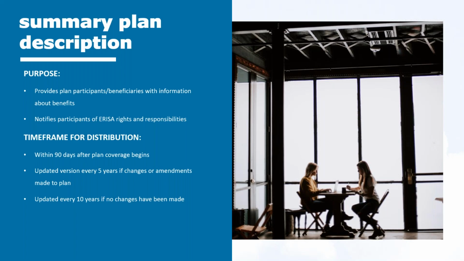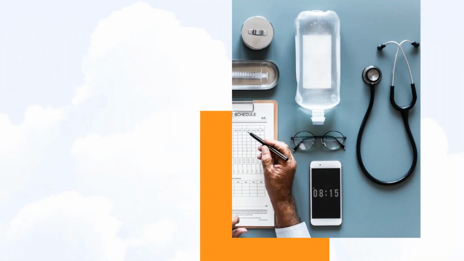So the summary plan description is very important. It is the first document that the auditors ask for, and I want you, after the webinar is over, to make sure you go back and see if you can pull your summary plan descriptions for each of your plans and make sure you have a copy in your office. So as I mentioned, it's the first item requested in an audit.